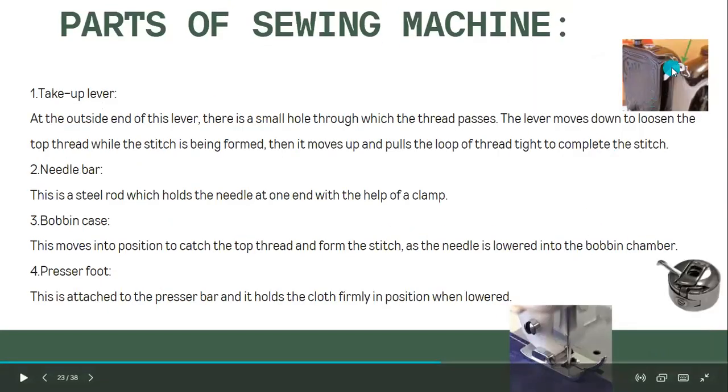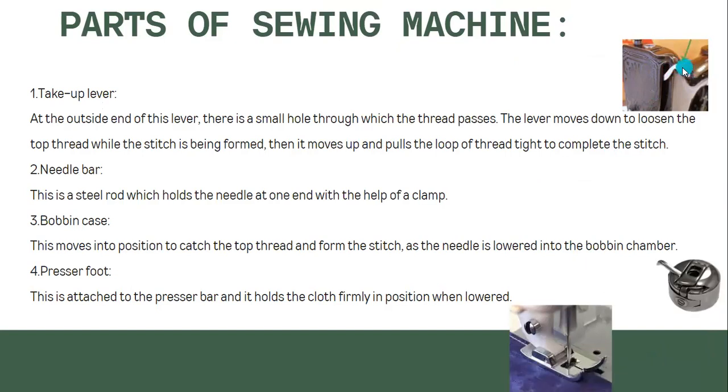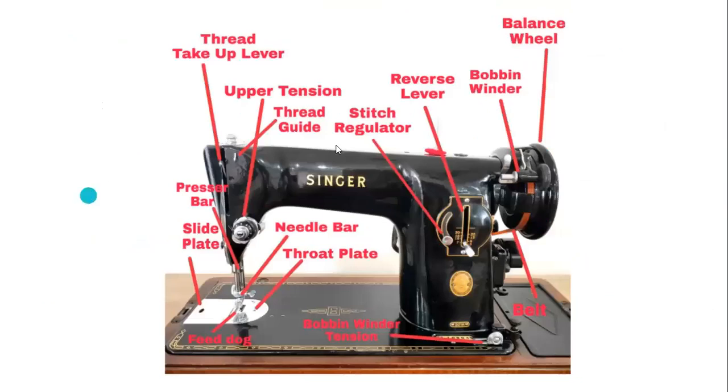Now the next one is the take up lever. Here, this is the take up lever. There is a small hole through which the thread should pass. Here also we can see the thread. So from the spool pin to the thread guide to the take up lever, and then to the tension discs, and then finally to the thread.